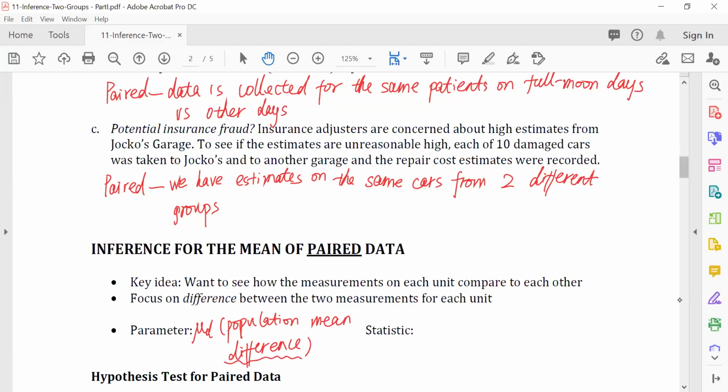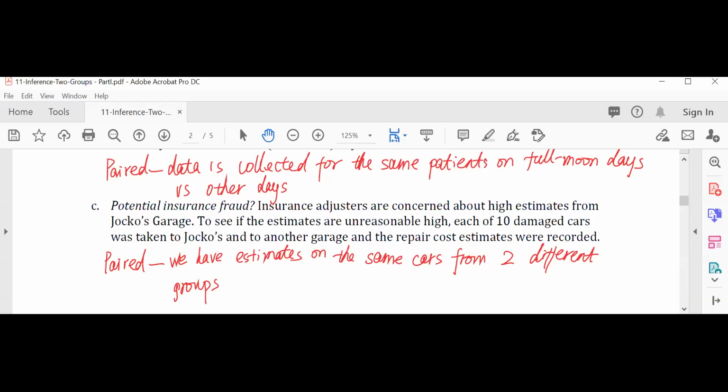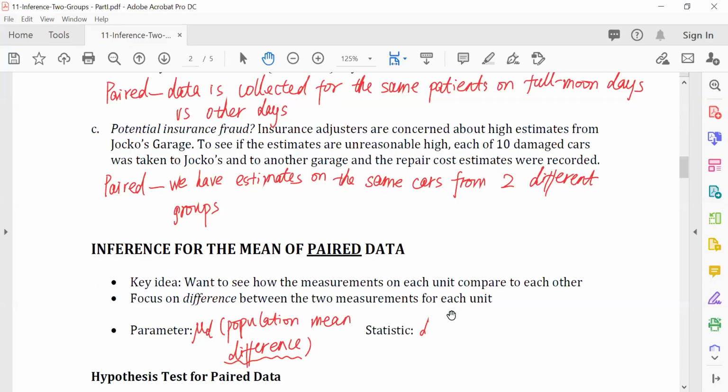So here, that is the difference that we are focusing on. So this is the population parameter. The corresponding sample statistic is d bar, which is the sample mean difference. So then this is actually very similar to the one population mean procedures that we have talked about.